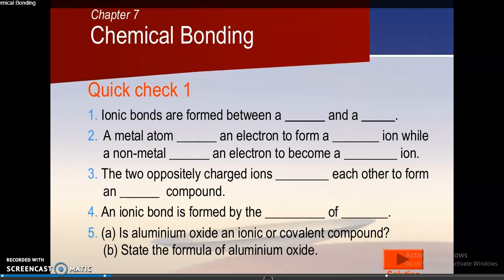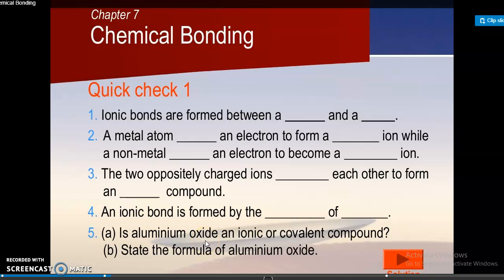It means ionic bonds are formed between metals and non-metals. A metal atom loses an electron to make a positive ion, while a non-metal atom gains an electron to become a negative ion. So the oppositely charged ions attract each other to form an ionic compound. An ionic bond is formed by the transfer of electrons.